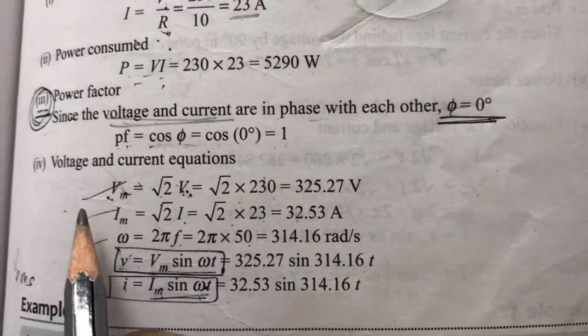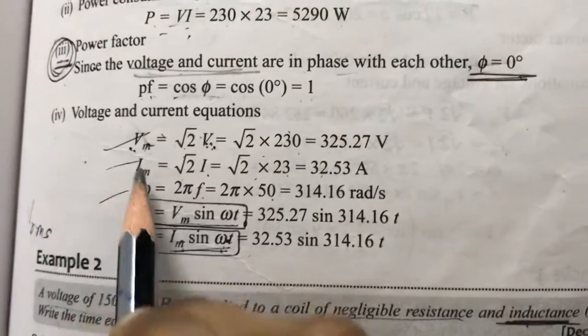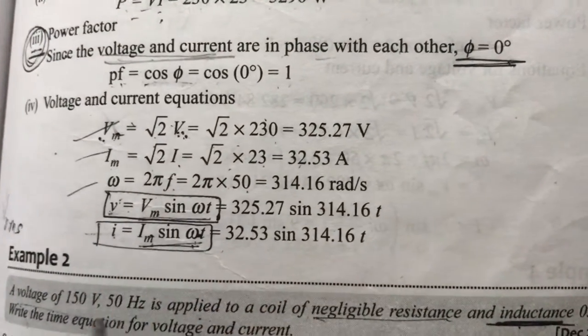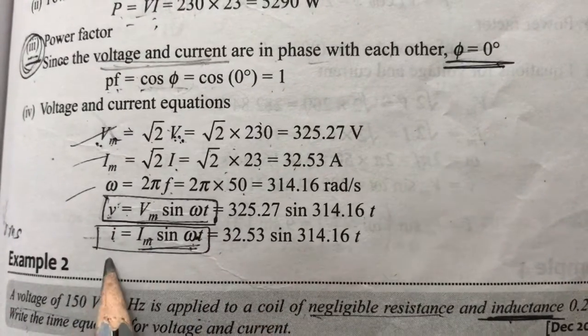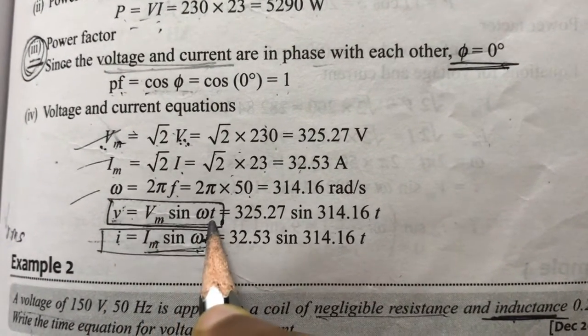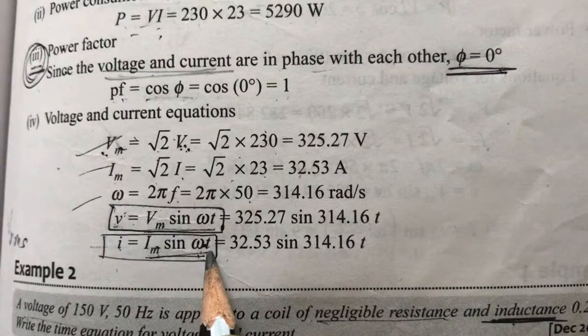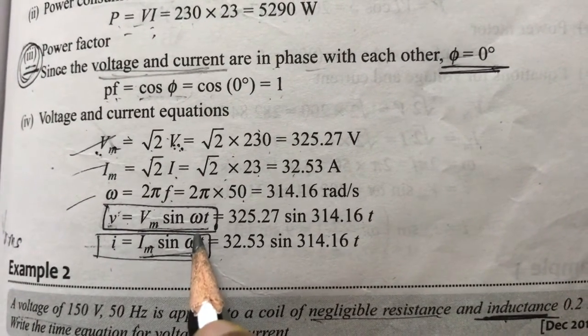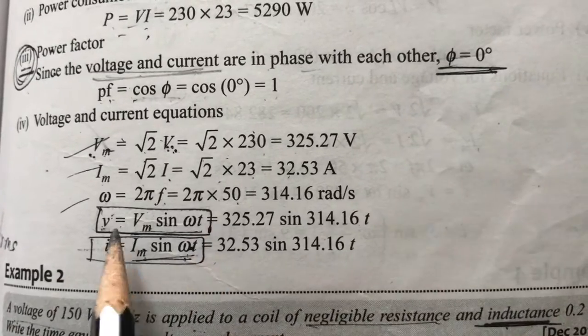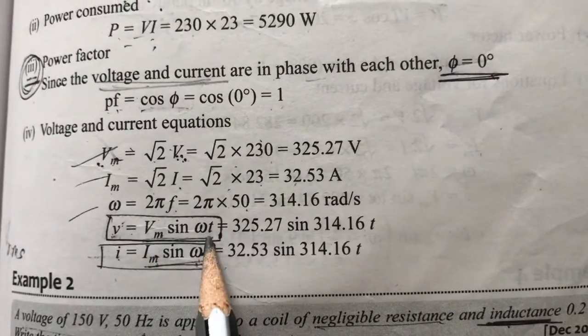Now the fourth is we have to write the equations for voltage and current. The equations are V is equal to Vm sin omega t and I is equal to Im sin omega t. This we have already studied in chapter 3, but here the phase angle is 0, so we are considering only V is equal to Vm sin omega t.